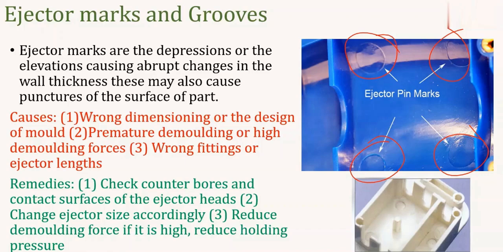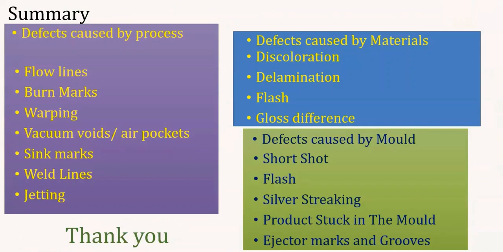If you have wrong fittings or wrong ejector length, you can have such kind of defects. How can we reduce them? Check the counter bores and contact surface of the ejector pins. So where it is going to contact the surface, we have to check, right? And change the ejector size accordingly. The ejector size should be 1 mm, means we are supposed to have only 1 mm, right? Not beyond that. And reduce the demolding force if it is required to be high, or reduce the holding pressure of the mold. By doing this, we can easily reduce these ejector marks and the grooves.